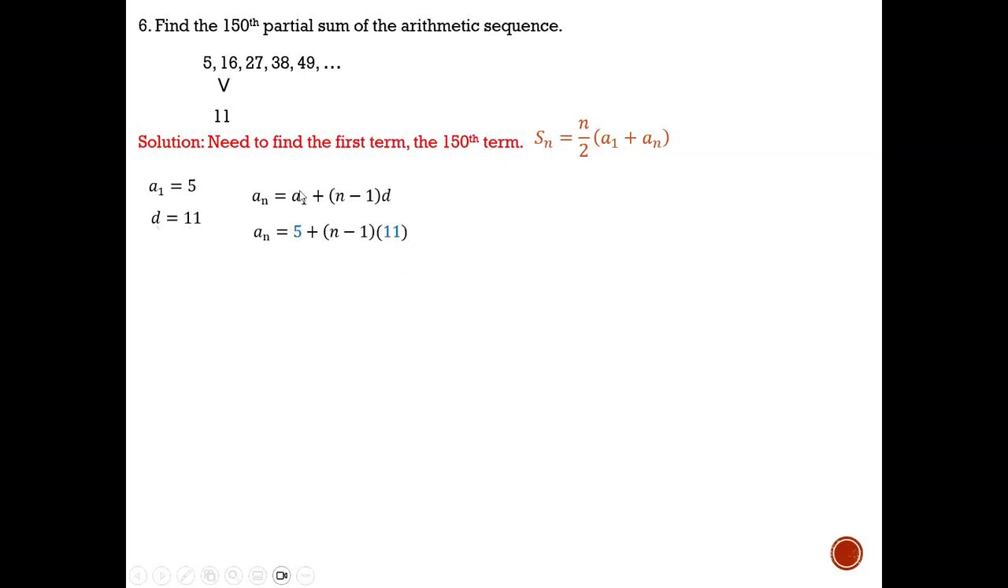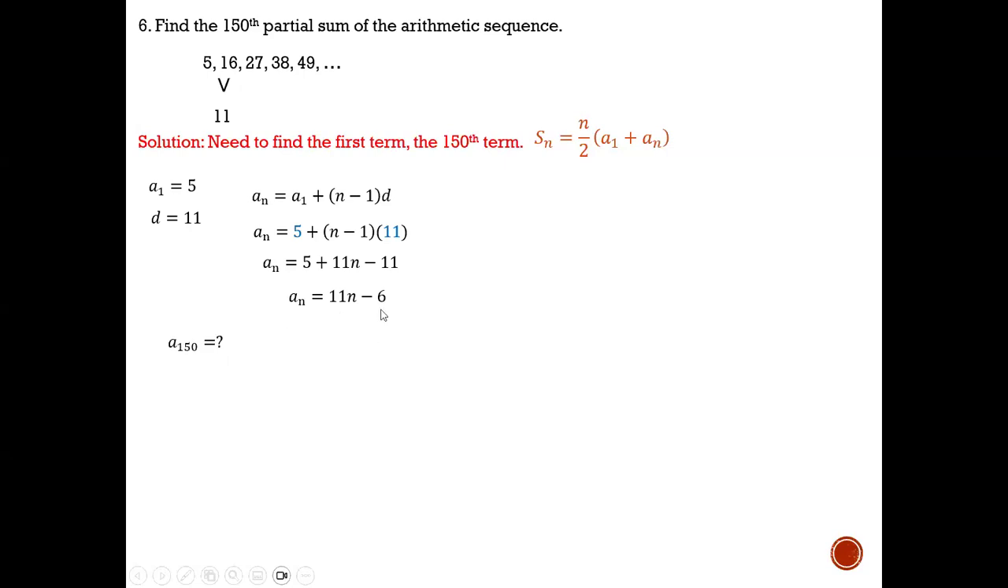So now plugging all that in, I have the first term, I have the difference. Now I'm just going to solve here so that I have the formula for any term, for any n term of the sequence. So again, distributing here, 11 times n, 11 times negative 1, 11n minus 11. Simplifying, 5 minus 11 is negative 6. So now my formula to generate any term of the sequence is going to be 11n minus 6.